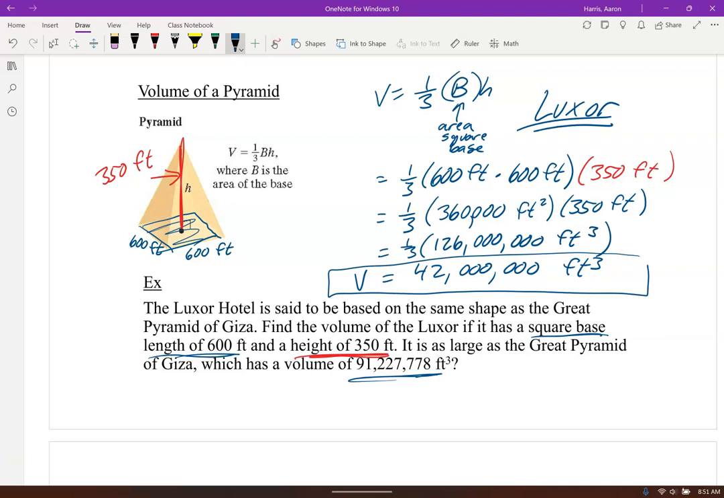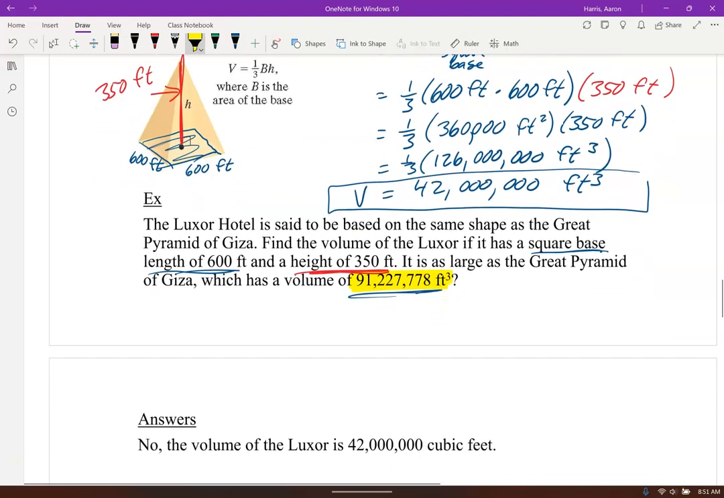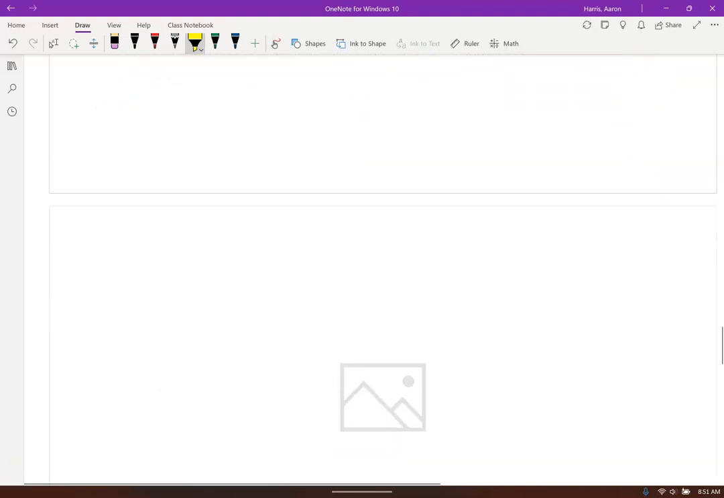But the actual Great Pyramid is very large. It looks like the Great Pyramid is 91 million. So quite a bit bigger. The actual Great Pyramid of Giza. That would be very cool to see, to go over there to see the pyramids over there. So the Luxor is not as big.